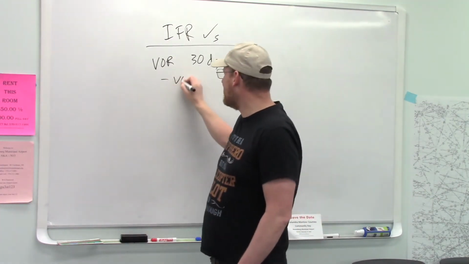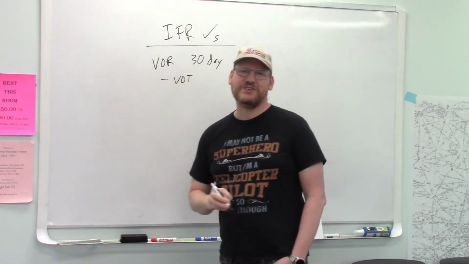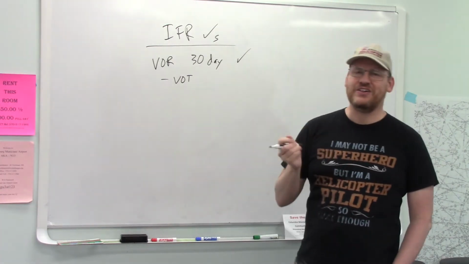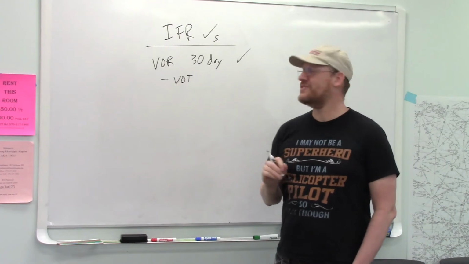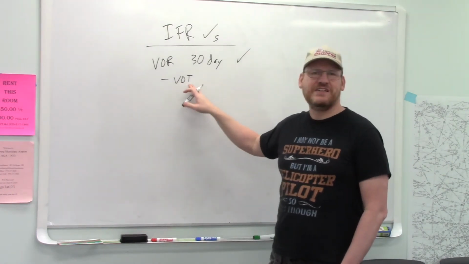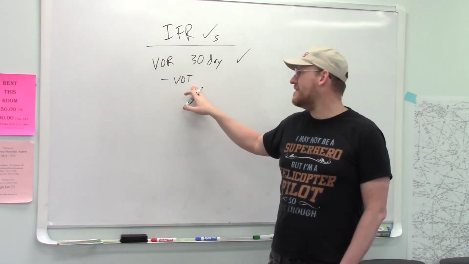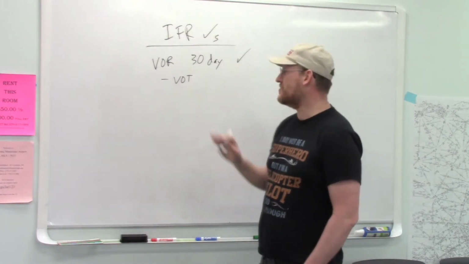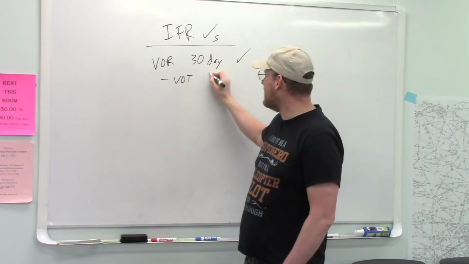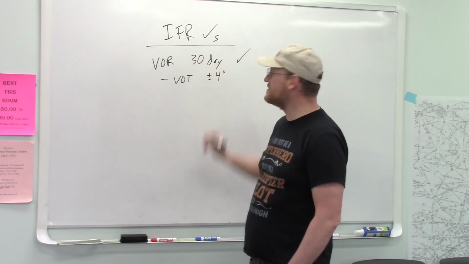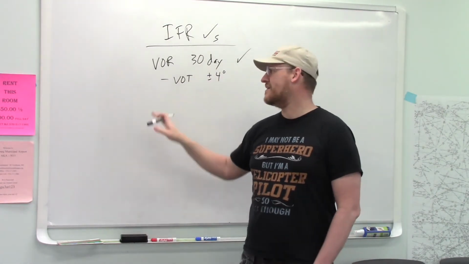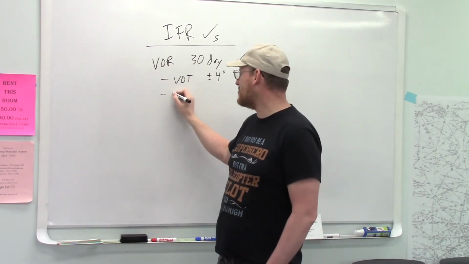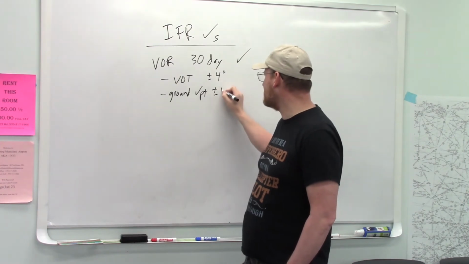You can use a VOT. VOT is a facility that sends out just the north radial. You can dial your radio to the frequency, set it on north, and hopefully your needle will center. So you want to center the needle, and you're allowed plus or minus 4 degrees on a VOT. Kind of related to a VOT, you don't see a lot of these, is a ground checkpoint, which is also plus or minus 4 degrees.